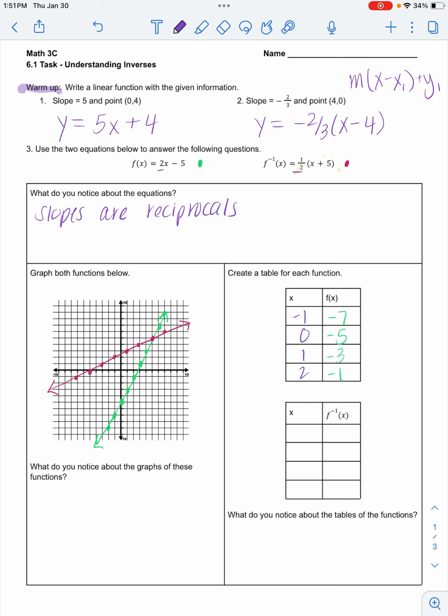Okay. And then I also hope you noticed that in the first equation, f of x, you were given the y-intercept to be 0, -5, and then the x-intercept is -5, 0 in the second one. So what truly happened is that those points switched. So the x became the y, and the y became the x in both of those equations. And so these equations do have a relationship. And let's explore that relationship a little bit more in the graphs.